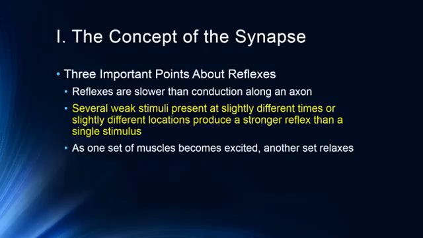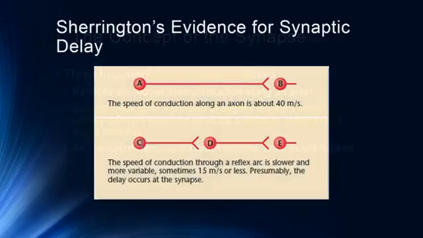We also know, because they're slower than conduction along an axon, that there's something slowing down that process, and that process is this communication across the synaptic cleft. So if we have the speed of conduction along a single axon being 40 meters per second, the speed of conduction through a reflex arc is much slower and more variable, sometimes 15 meters per second or less. Presumably, that delay occurs at the synapse because it takes time for information to cross the synapse.